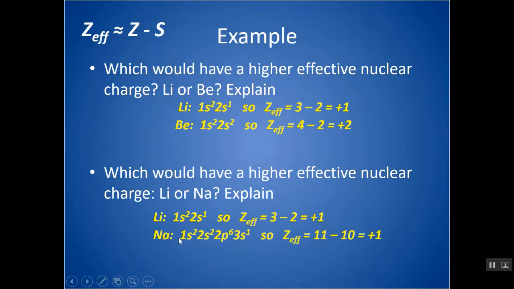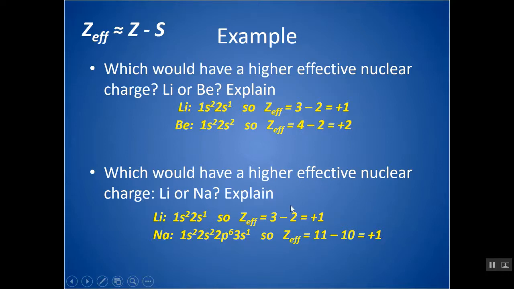So Na, here's the electron configuration. If I look up Na, there's 11 protons, so it has an 11 nuclear charge, +11 full. And its valence electron is in the third shell. So the first and the second shell are going to shield that 3s1 valence electron. So there's 2 in the first, there's 8 in the second, so there's a total of 10 shielding electrons. So that's a +1 charge. And as I said, it's the number of valence electrons with the positive charge.